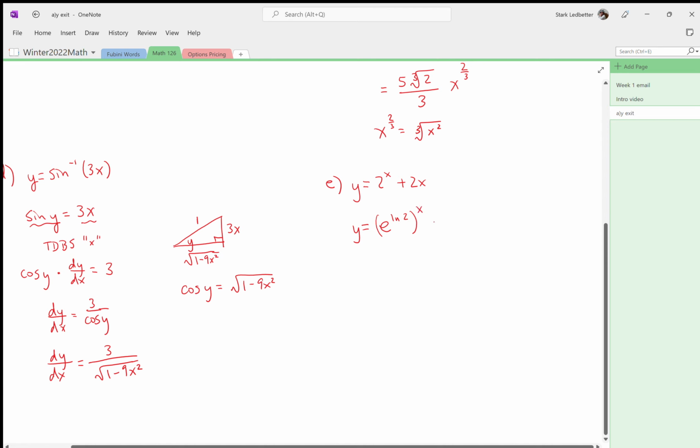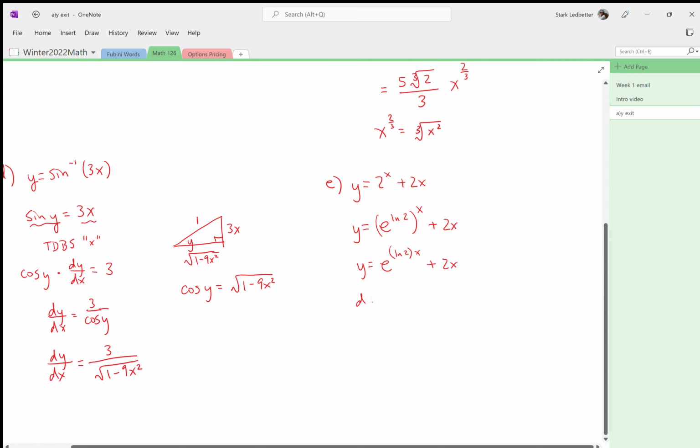Right? E and natural log are inverse functions. As long as that 2 is positive, we're good to do that. And then this is e to the natural log of 2 times x, right, by exponent rules.